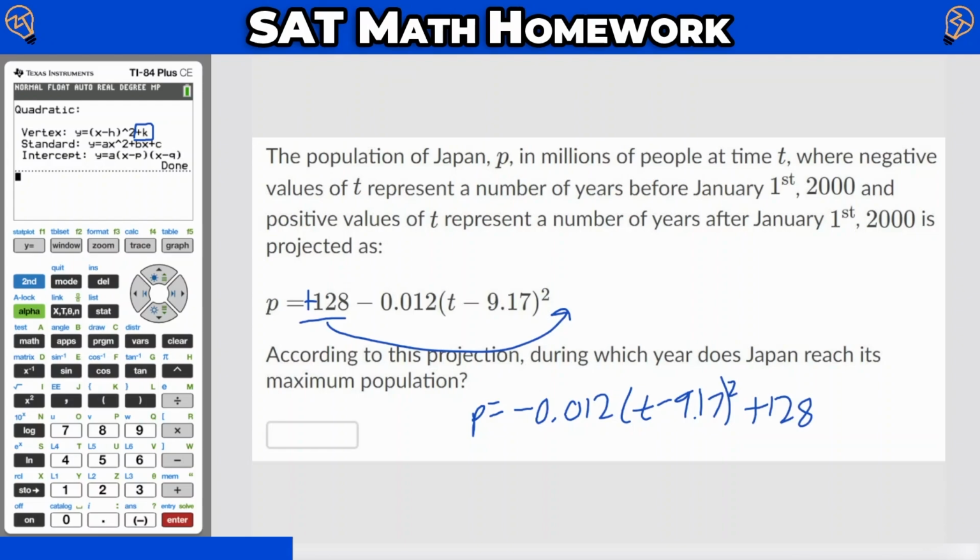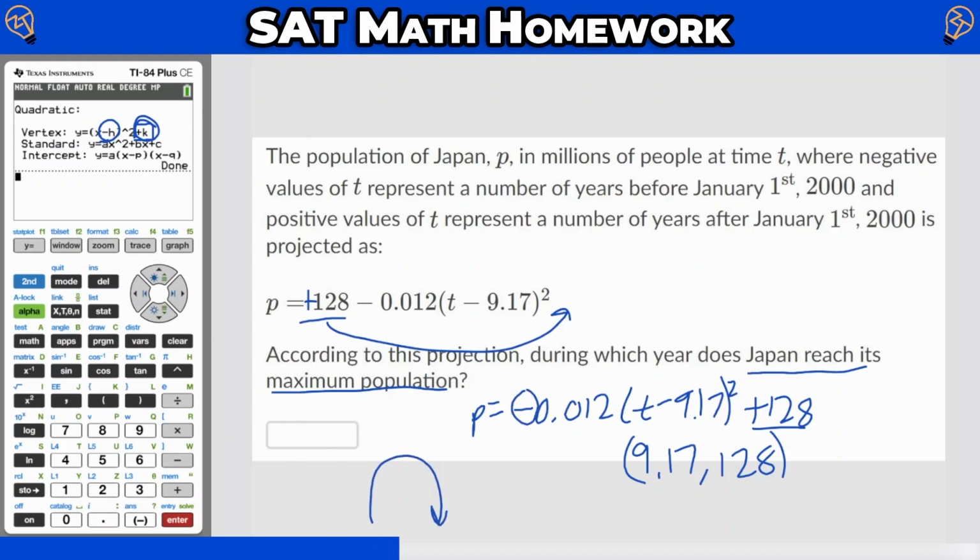So the vertex is, keep in mind you do the opposite of the x coordinate because of that minus. So we have 9.17 comma, and then the y coordinate, you just keep it as is. You don't flip the sign, 128. Okay, and they're saying, during which year does Japan reach its maximum population? The fact that this is a negative a value means this parabola opens down, and we found the vertex is this 9.17 comma 128. So that is the maximum.